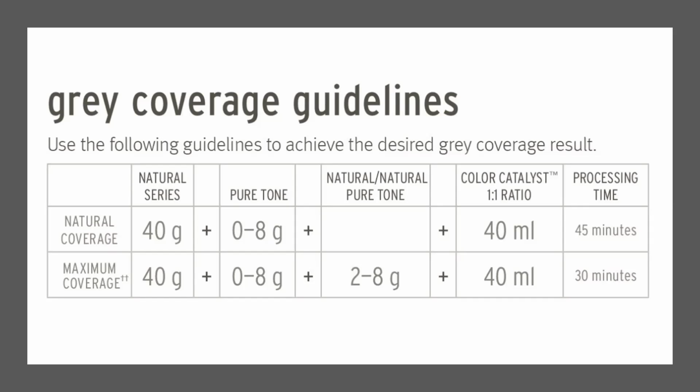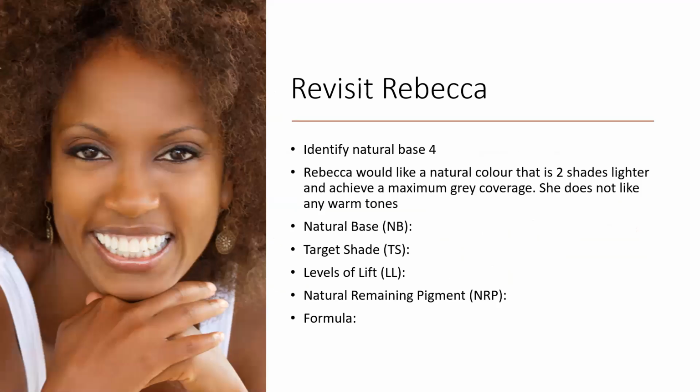Again, 40 milliliters of your peroxide, and then processing time is going to be 30 minutes. So using what we just discussed there, let's revisit Rebecca. This time Rebecca's got some grey hair, but quite a bit of it. So identifying her natural base of 4, she would like to go 2 shades lighter to achieve the maximum grey coverage. And she hasn't changed, she still doesn't like any warm tones.